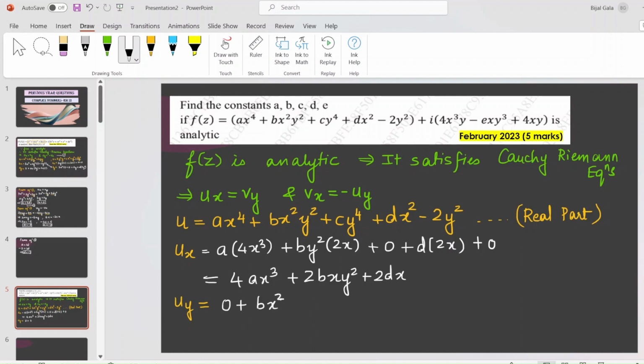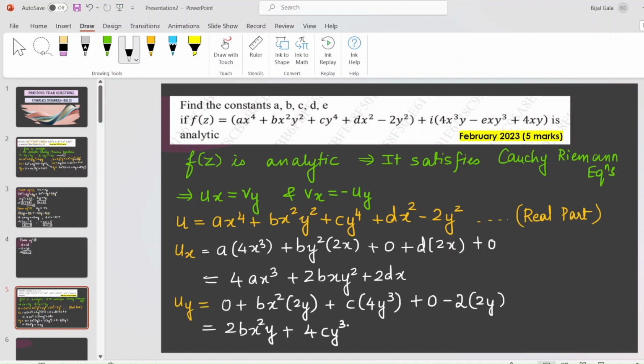Second term, bx square as it is, 2y here, c as it is, 4y cube, 0 because there's no y, and 2 times 2y. Let's simplify. 2bx square y plus 4cy cube minus 4y. Okay, so you got ux, you got uy. We now move on to v and vx and vy.